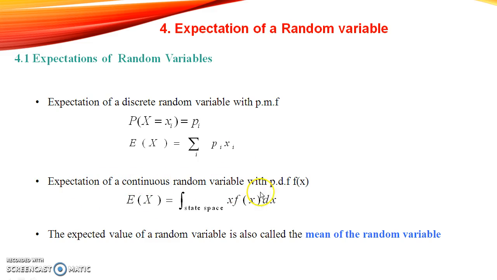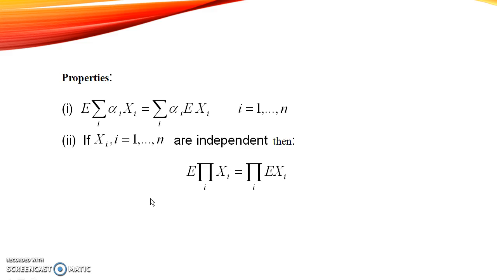The expectation of a continuous random variable with probability density function f(x) is equal to the integration over the state space of x times f(x) dx. We take here the random variable and the probability density function of x. The mean of this is nothing but the expectation of a continuous random variable.